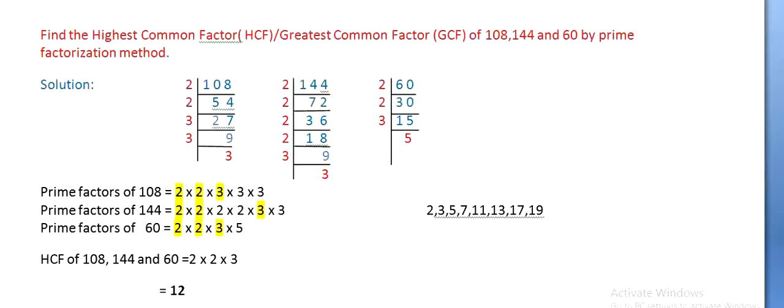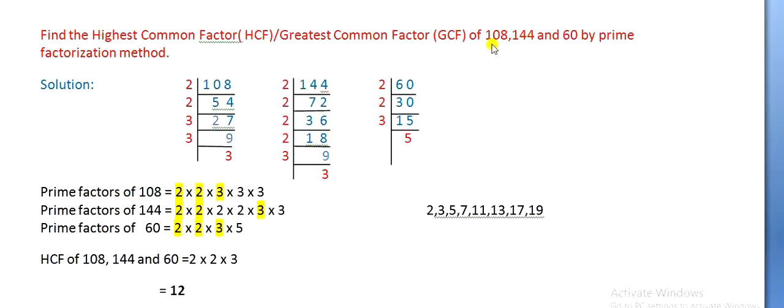In this video we are going to find the HCF of given three numbers. Let's read the question. Find the highest common factor HCF or greatest common factor GCF of 108, 144 and 60 by prime factorization method. So as we discussed in the previous videos, here also we need to find the prime factors first. Let's begin with the first number.